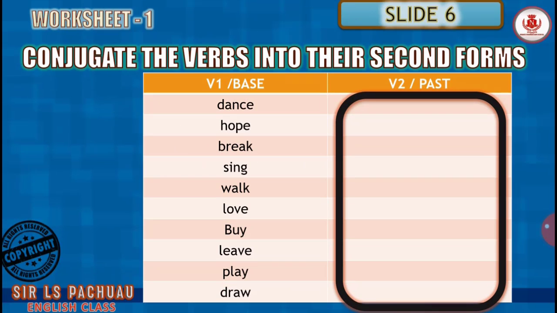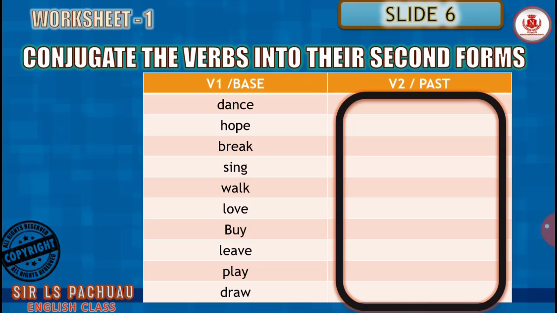As you can see here, you have to give the second form of dance and hope. So from the second form, from the words that you have written down here, you have to make the sentences. But that will be in worksheet number 2. So for dance, you have to make a sentence with the second form of dance. Likewise, you have to make sentences with the second form of the verb of all these: hope, break, sing, walk, love, buy, leave, play, draw.